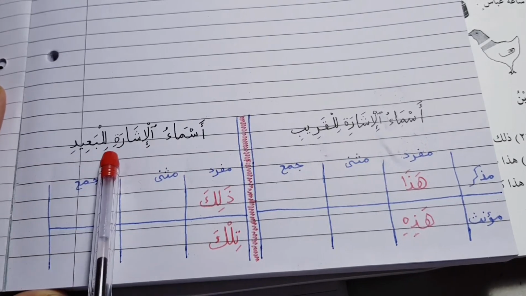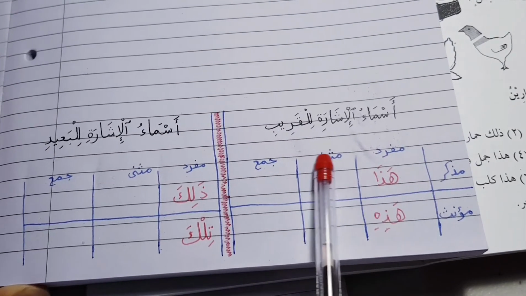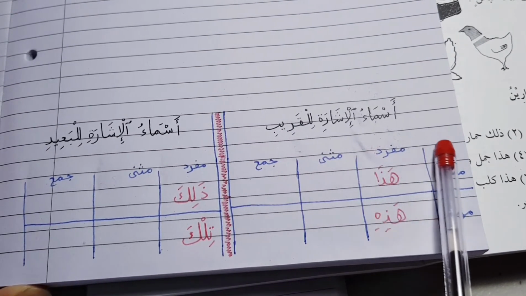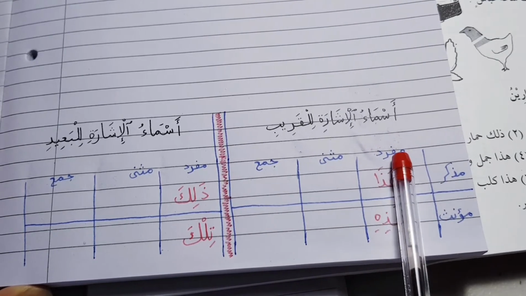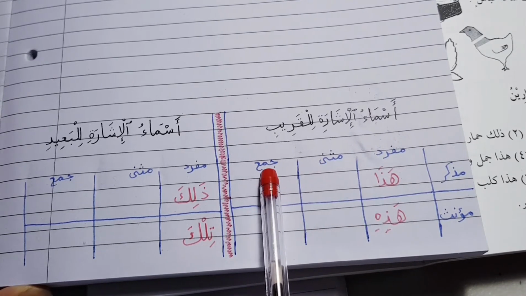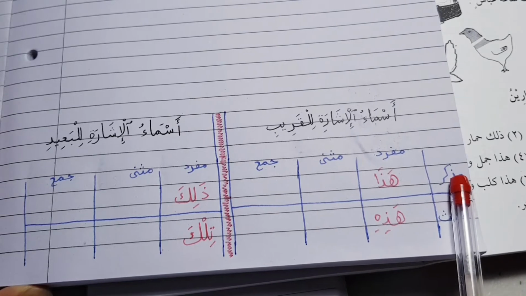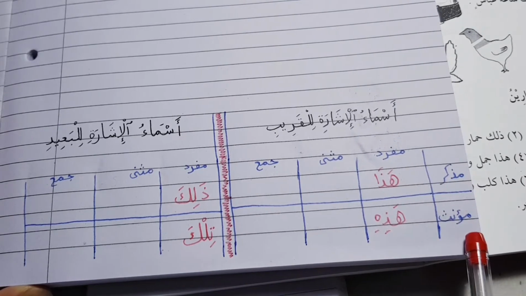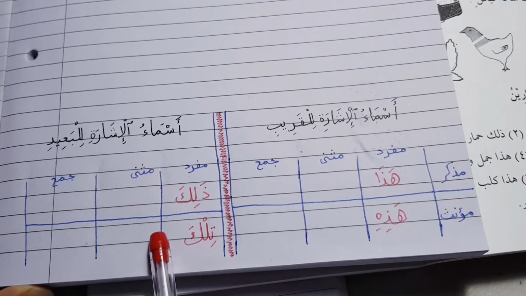Two categories, and both are the same in terms of the way they're laid out. So we have ones which are for mufrad, singular objects, muthanna, dual, and jam', anything more than two. And then each one is divided into objects which are mudhakkar and mu'annath. So the same layout is applied on both sides.